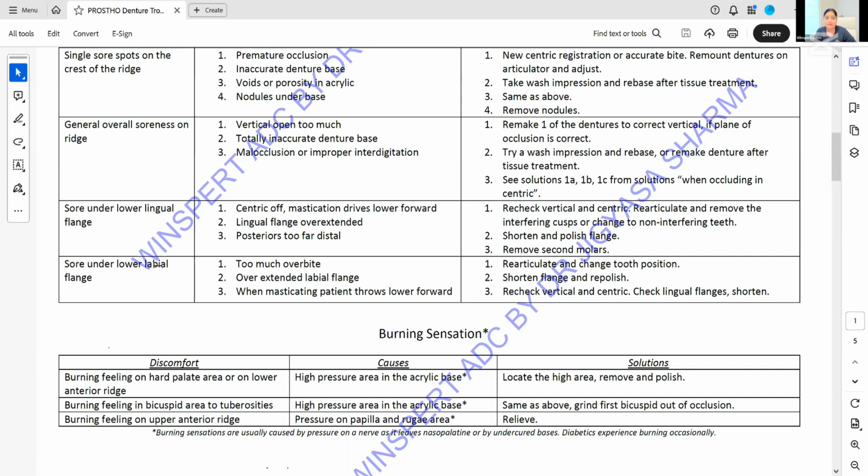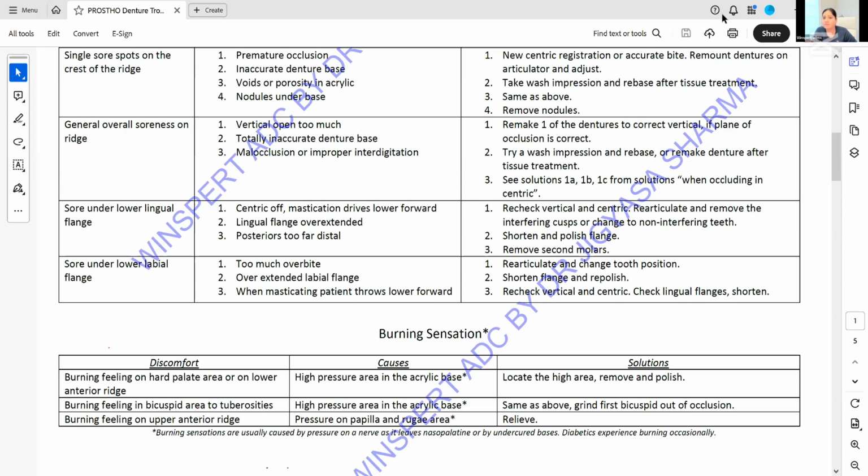Now, sore under the lower labial flange. Lower labial side flange, again, one very important reason is too much overbite. When the patient's overbite is excessive, then also labially they can start hurting. Or an overextended flange. Or again, when masticating, the patient is throwing the lower forward.